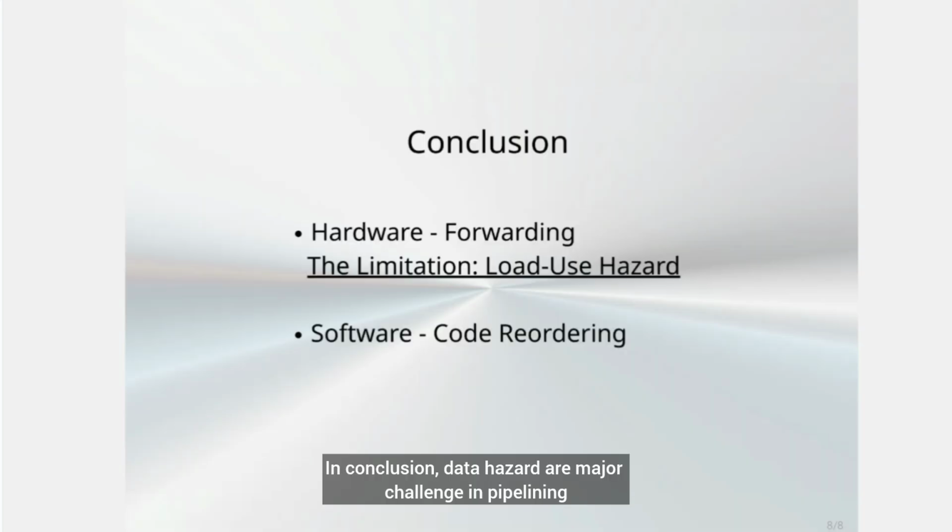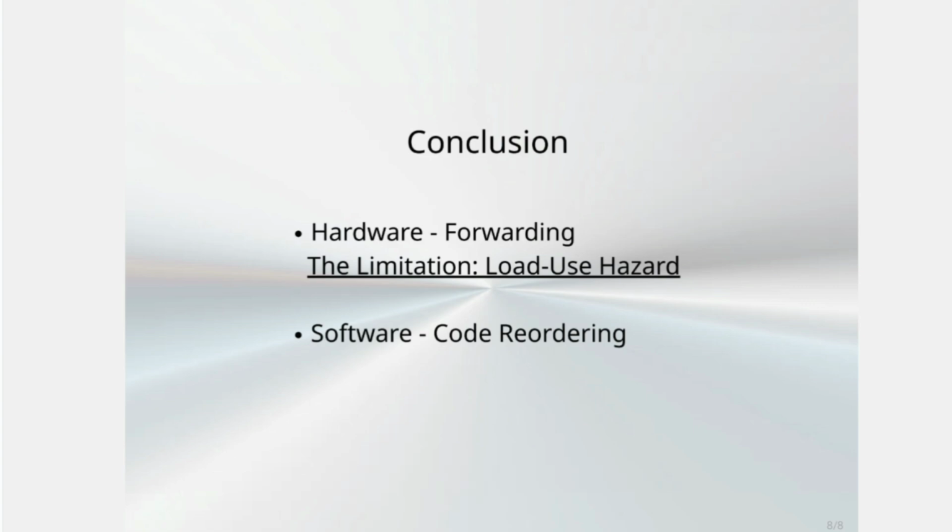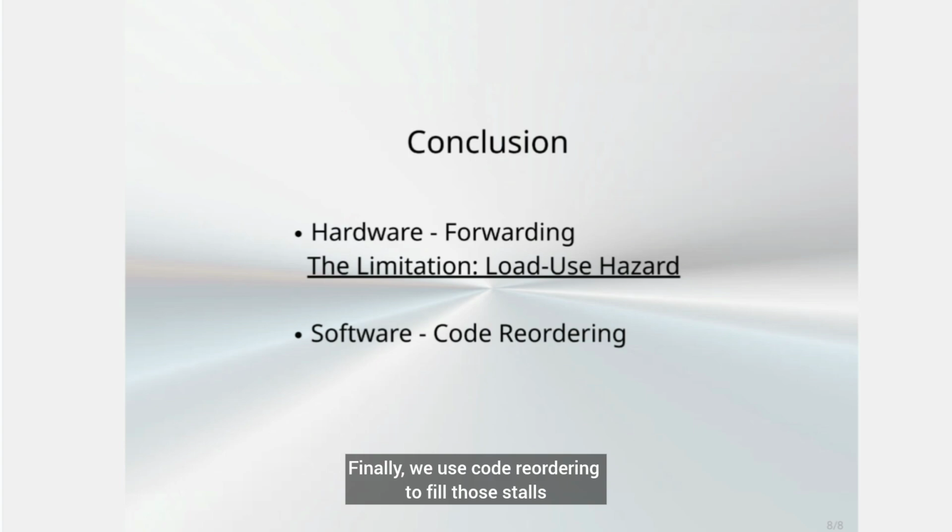In conclusion, data hazards are a major challenge in pipelining. We use forwarding to solve most ALU to ALU hazards. For load use hazards, forwarding isn't enough, so we often insert a stall. Finally, we use code reordering to fill those stalls with independent instructions, maximizing our throughput.